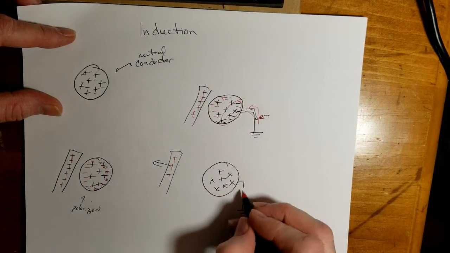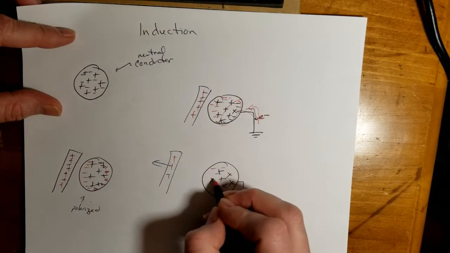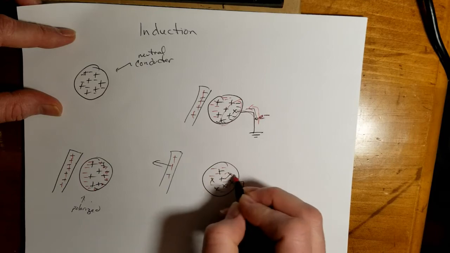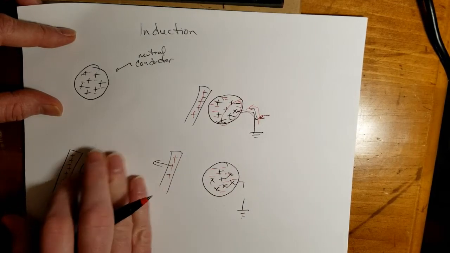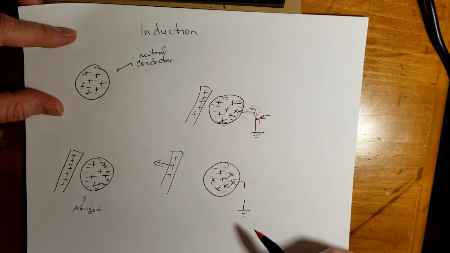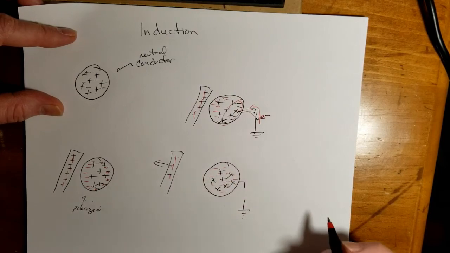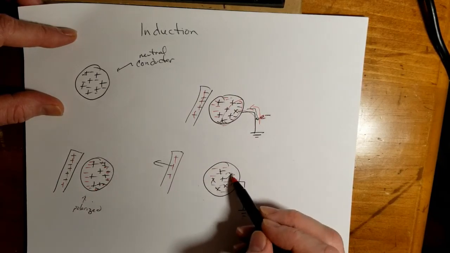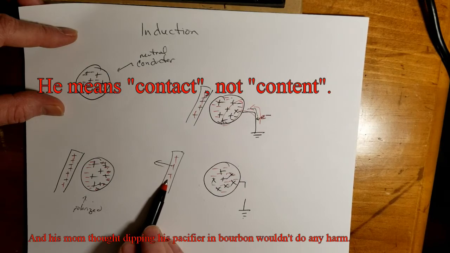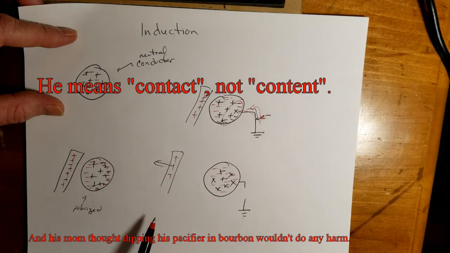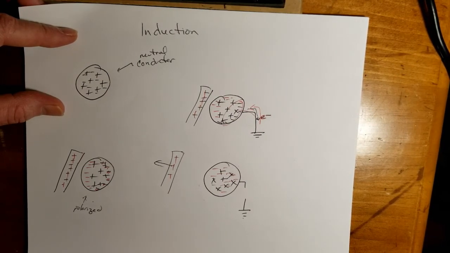And so if I break the connection and then pull my rod away, this is now negatively charged. And so it's pulled electrons in that particular case. But either way, I've charged this without actually direct contact with my charged rod. That is the essence of induction.